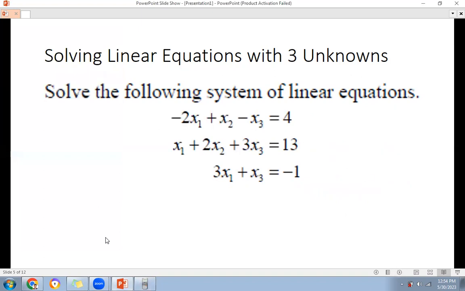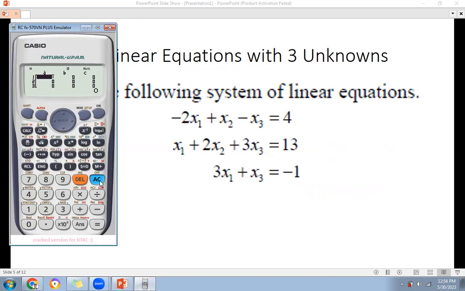Then another one. Let's try this. All clear. So -2, 1, -1, 4. Then 1, 2, 3, and 13. Then 3, 0, 1, -1. Press equals. Okay, so the value of x1 is -1, the value of x2 is 4, and the value of x3 is equal to 2. So this system has a unique solution.